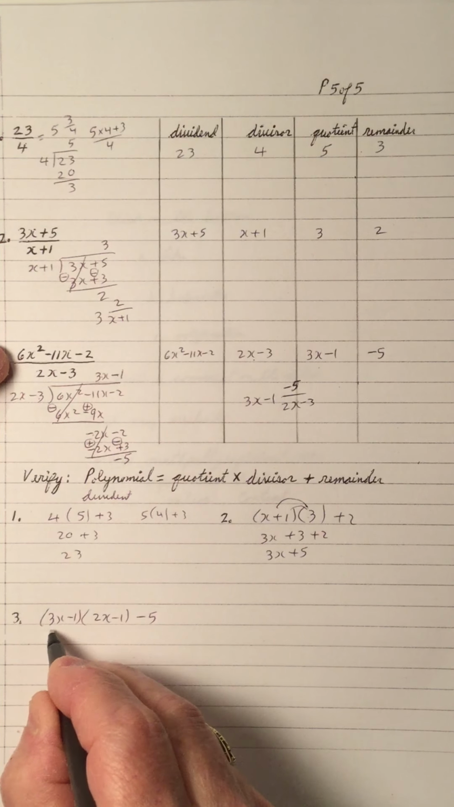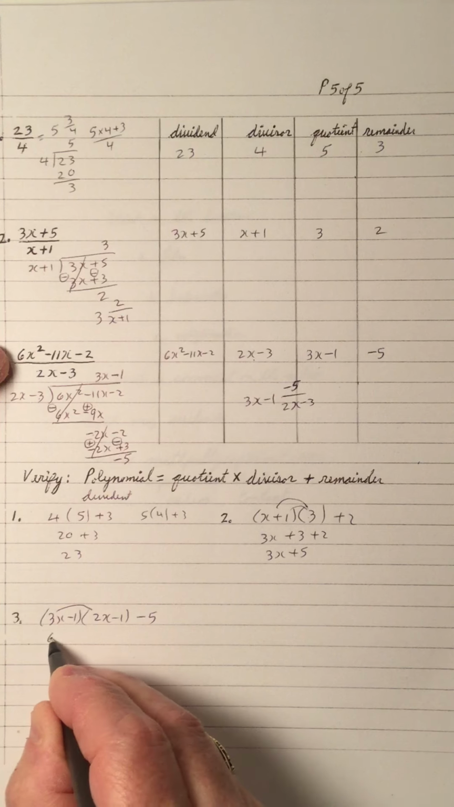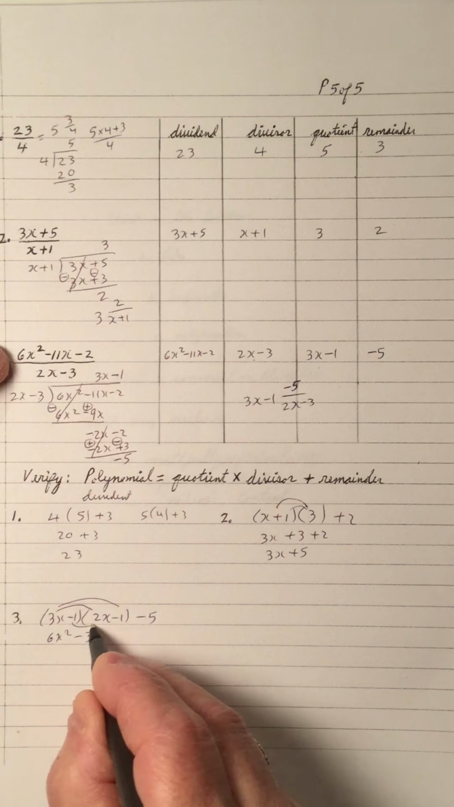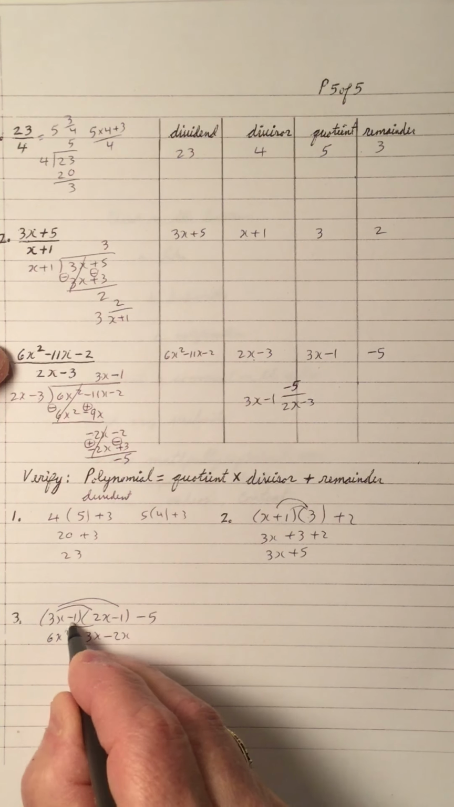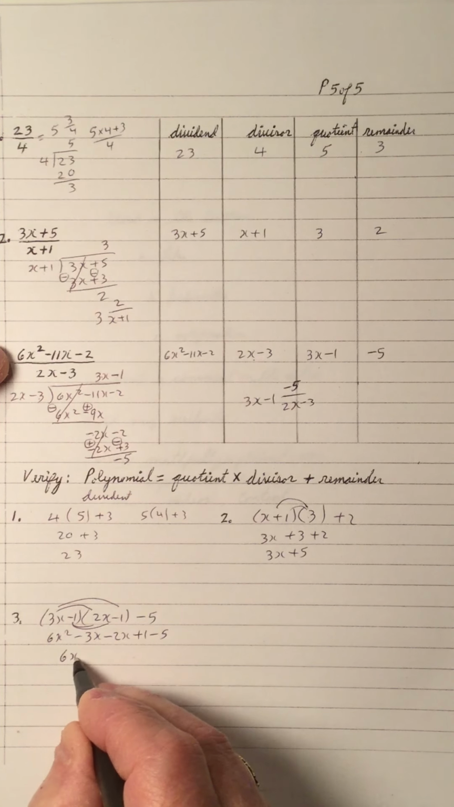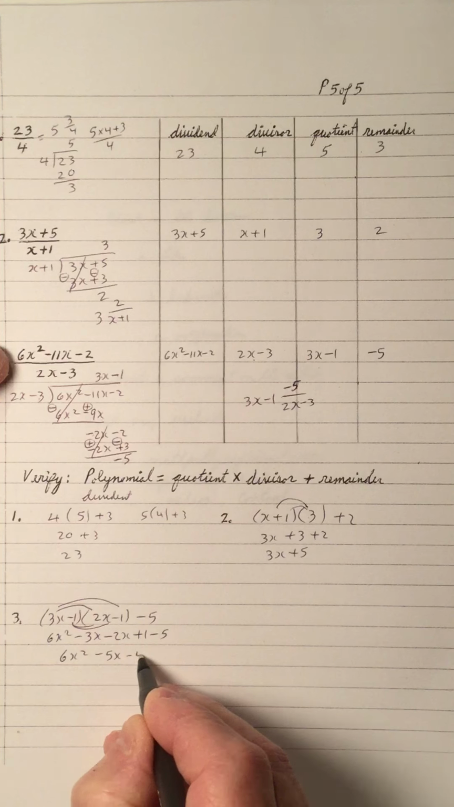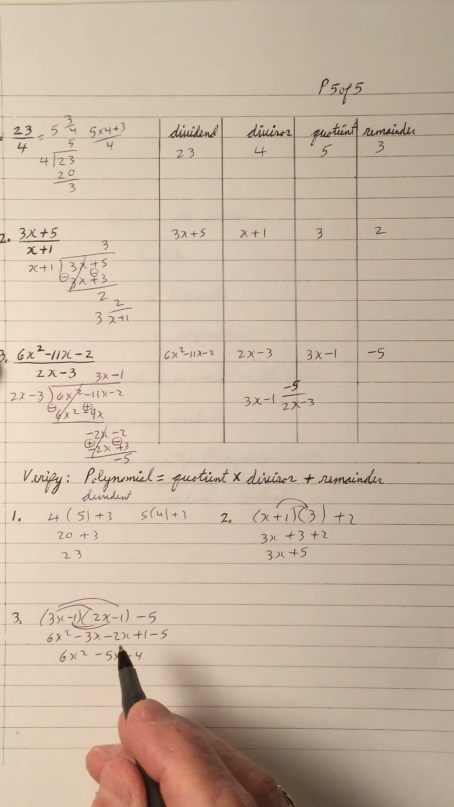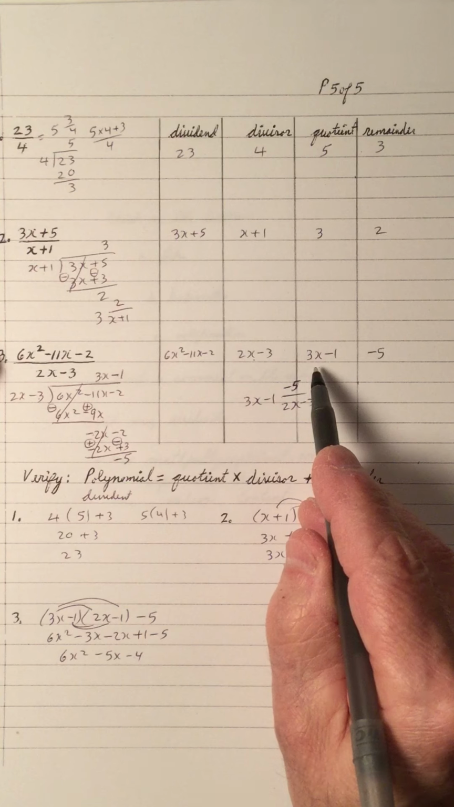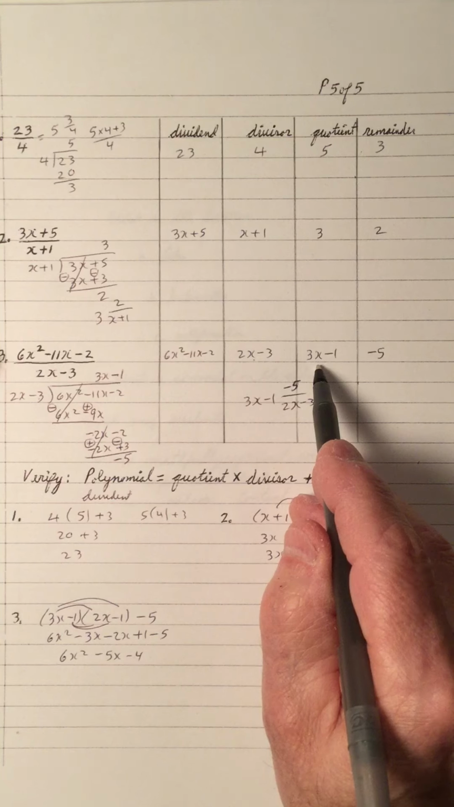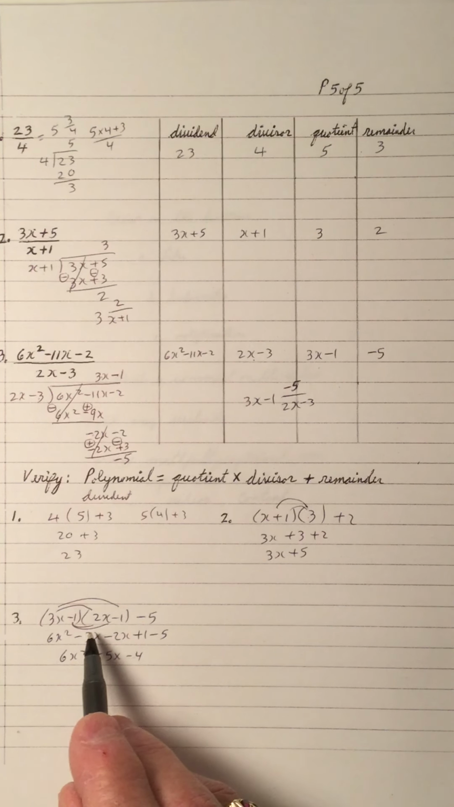Let's check it. 3x times 2x is 6x squared. 3x times negative 1, negative 3x. Negative 1 times 2x, negative 2x. Negative 1 times negative 1 is 1. Add like terms. Ooh. Did we make an error? Did I write it down wrong? My divisor, yeah. So I have an error, but can I find it?